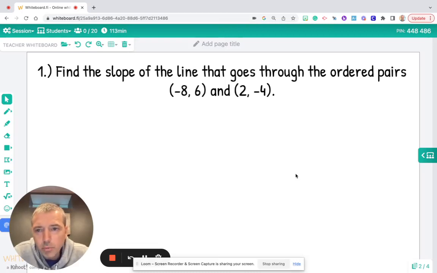Hey guys, let's answer question number 1. Find the slope of the line that goes through the ordered pairs (-8, 6) and (2, -4).